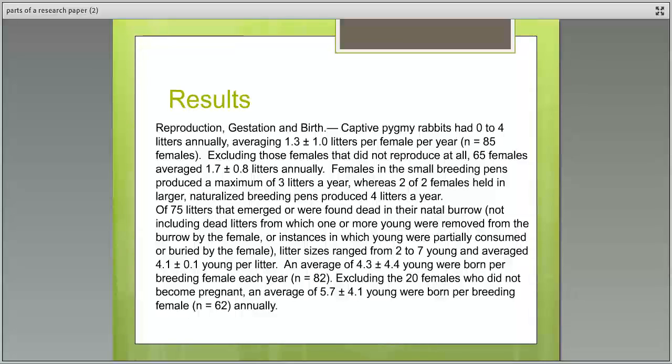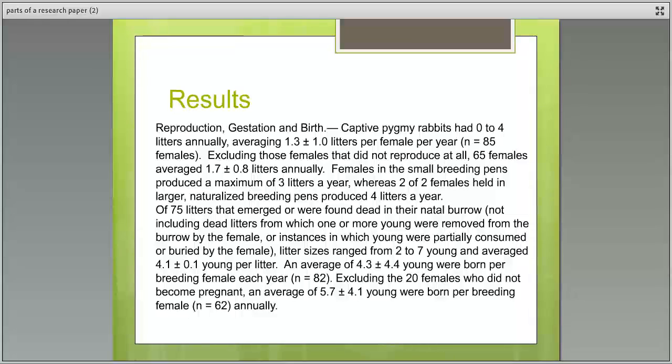So this is a results section because I'm strictly reporting the numbers of what we found. I'm discussing how many litters and how many young were found each year, and I'm using a numerical response. I'm reporting the means, so I have the average, and then plus or minus the standard deviation, and I'm also reporting the sample size along with that. We did not run statistics on this because we were just doing a summary of breeding numbers, but had we done statistics, they would have been included in this section as well.